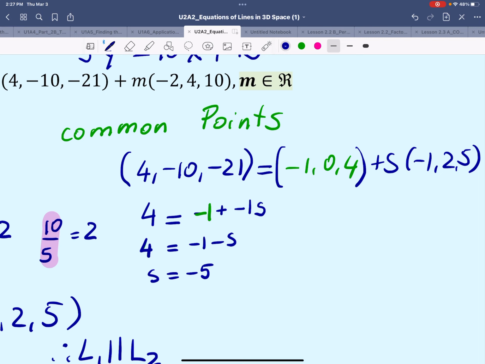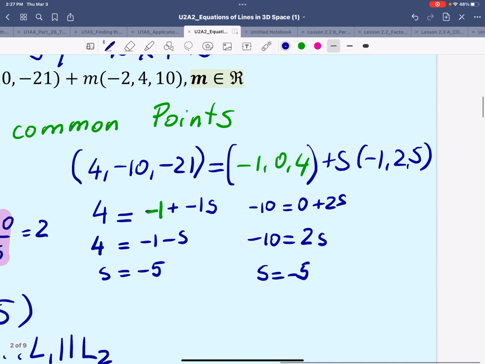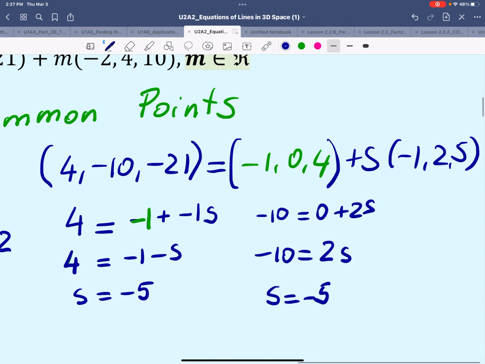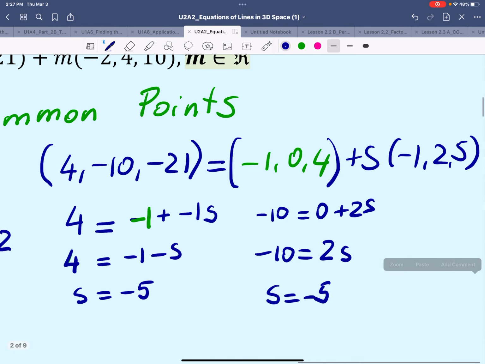Next, we're going to check the y coordinates. So -10 equals 0 plus 2s. So -10 equals 2s, which means that s must be -5. So far, the multiplier s equals -5 is working for x and y. Let's check and see if it works for z as well.